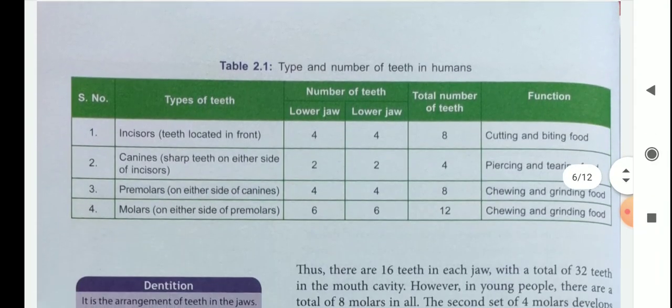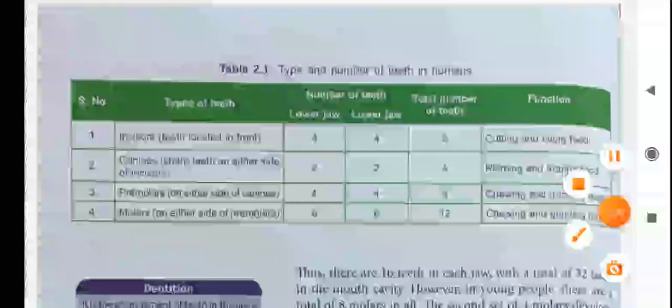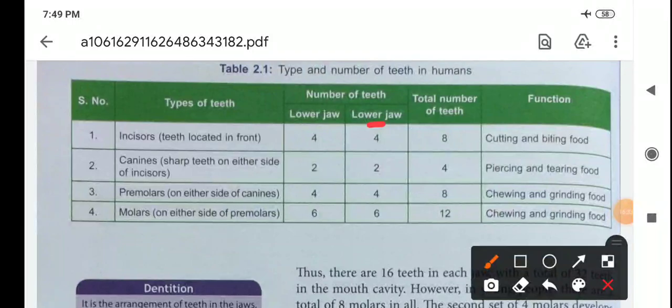But here you see in this table how many teeth are there. So incisors are located in front. Here children, a printing mistake is there. Here this one is lower and this one is upper. Okay. This is the upper and lower jaw. So incisors: lower jaw 4, upper jaw 4. So 4 plus 4, 8, and their function is cutting and biting food.